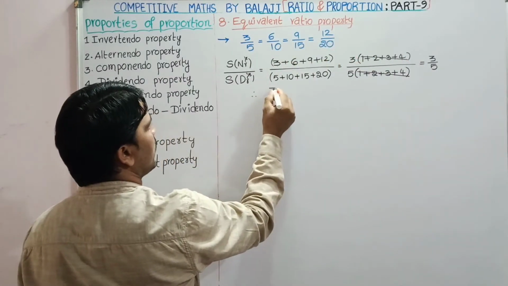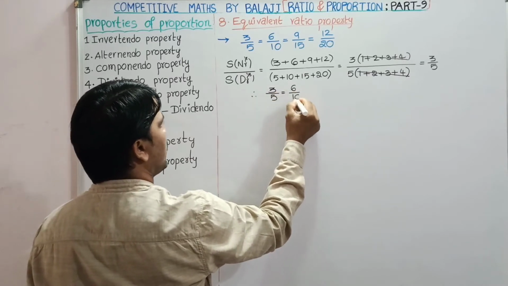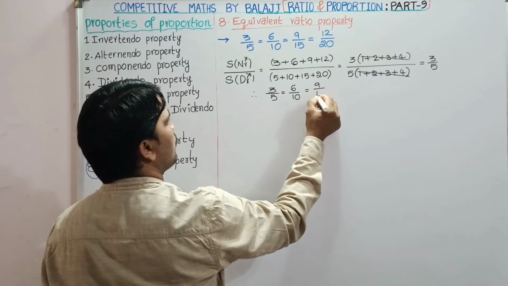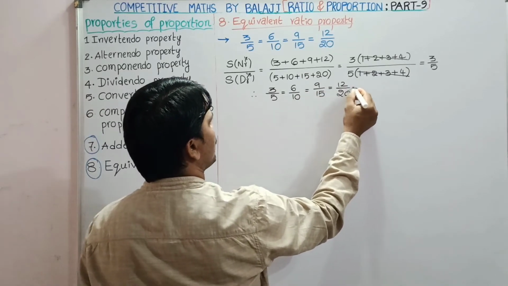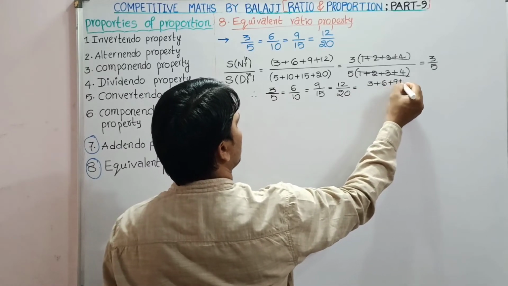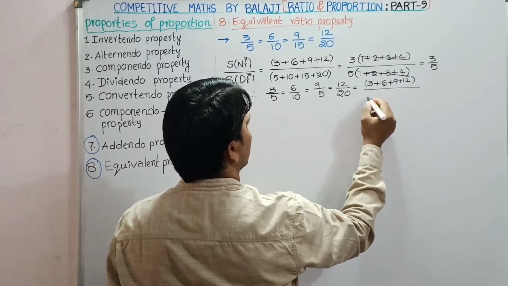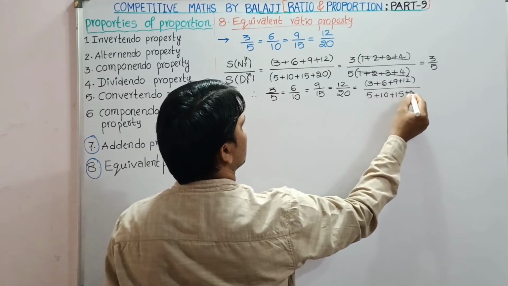Therefore, from this we can write 3 by 5 equal to 6 by 10 equal to 9 by 15 equal to 12 by 20, which is equal to 3 plus 6 plus 9 plus 12 over 5 plus 10 plus 15 plus 20.